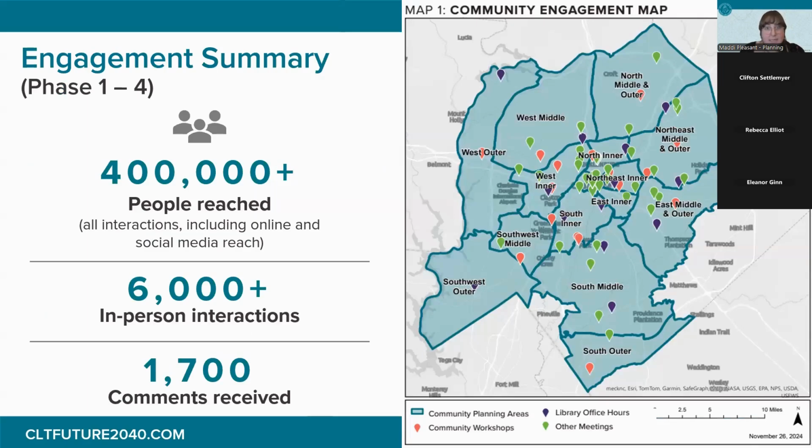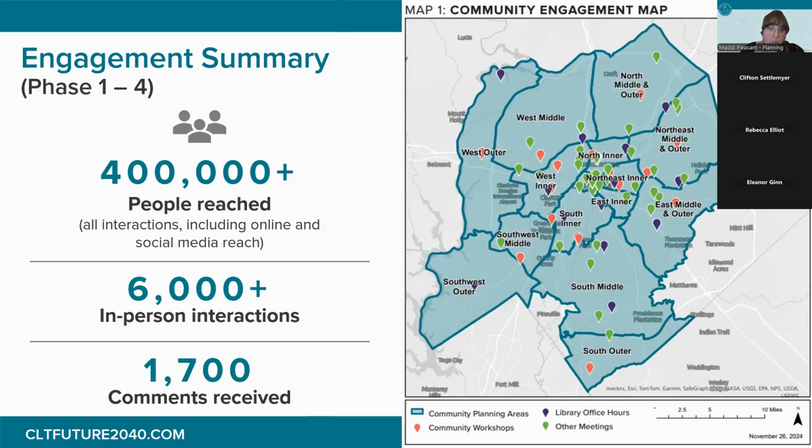This slide summarizes our engagement efforts from phase one through phase four. During our phases so far, we've reached over 400,000 residents, both online and in person, using a range of constant and coordinated tactics. These tactics include social media, our website, and all the online interactive content we've produced, such as story maps and videos. While virtual interactions are great, we still really value in-person interactions, and we were able to interact with over 6,000 people from phase one to phase four.